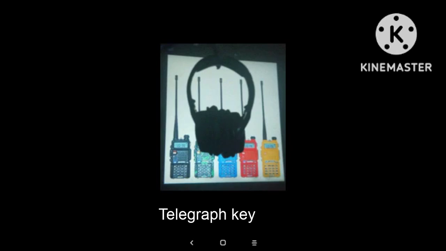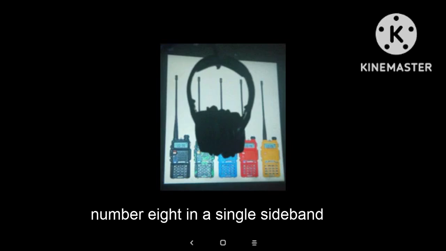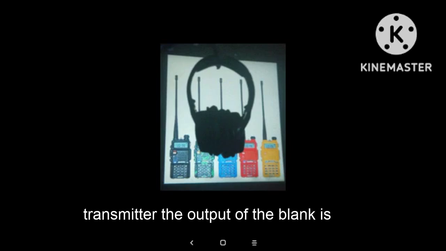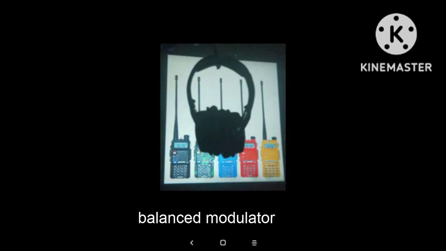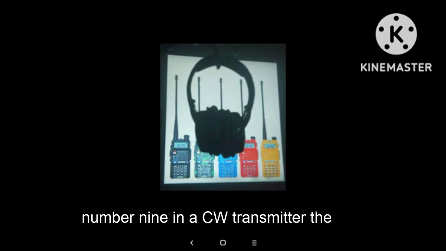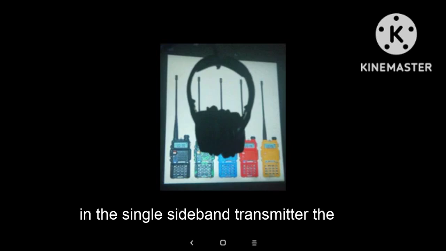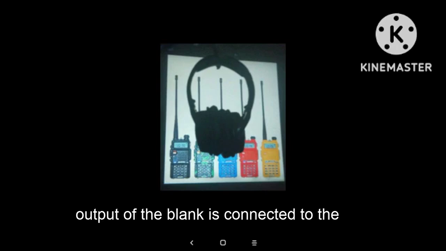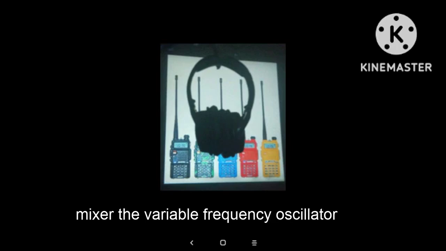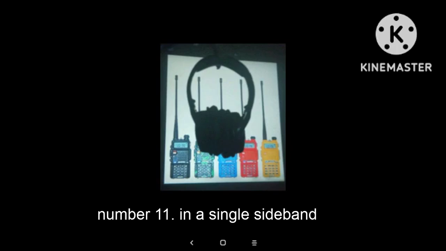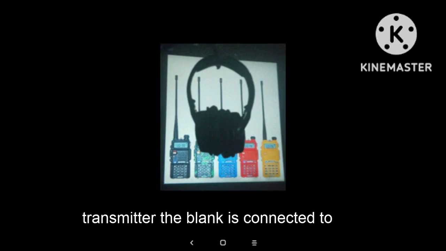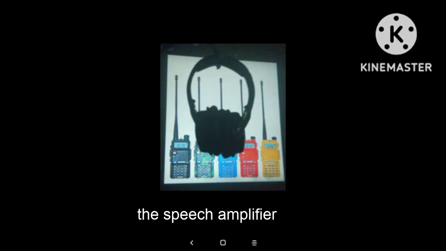Telegraph key. Number 8. In a single sideband transmitter, the output of the blank is connected to the filter. Balanced modulator. Number 9. In a CW transmitter, the blank is in between the driver, buffer stage, and the antenna. Power amplifier. Number 10. In a single sideband transmitter, the output of the blank is connected to the mixer. Variable frequency oscillator. Number 11. In a single sideband transmitter, the blank is connected to the speech amplifier. Microphone.